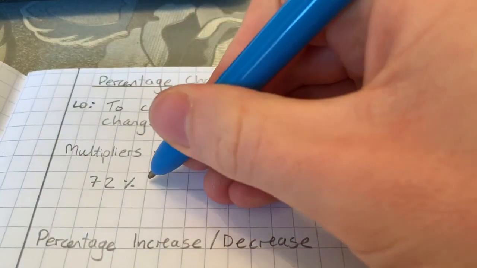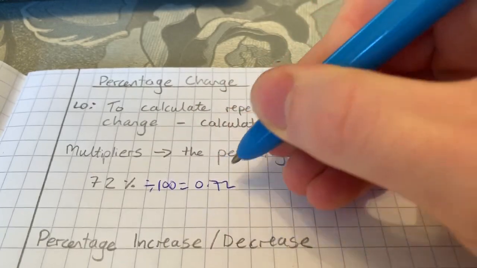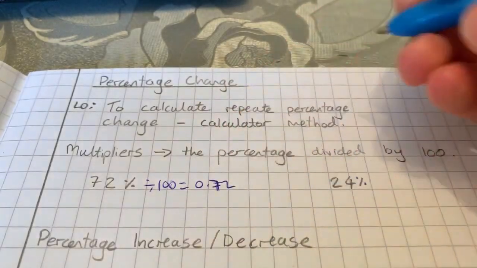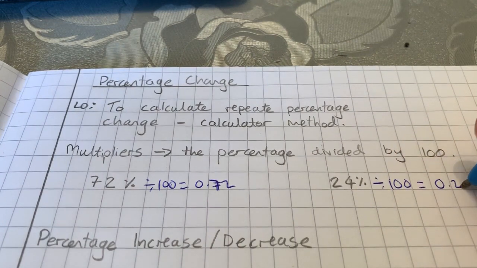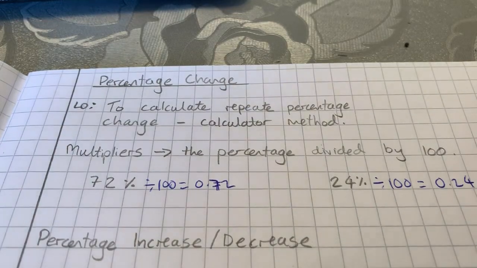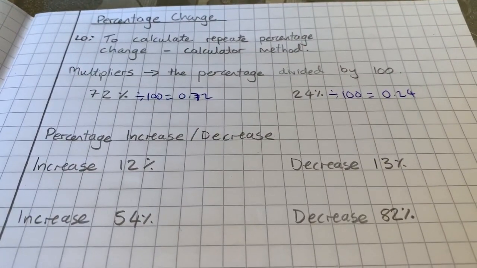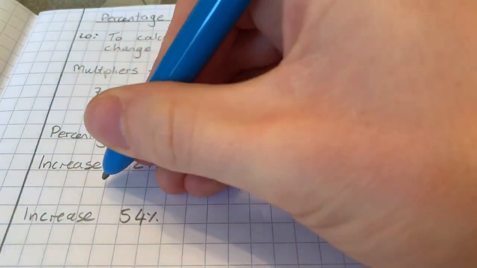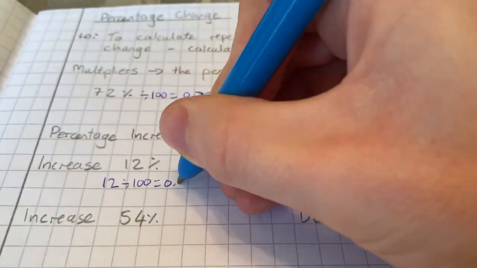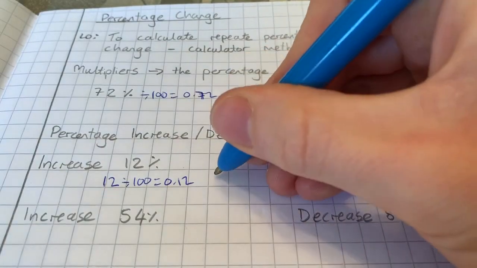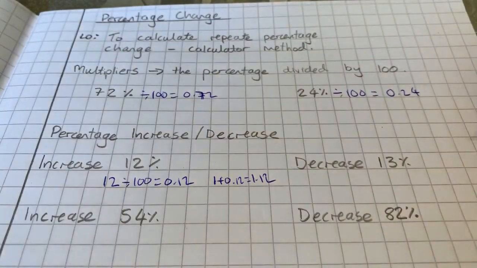So for example, 72 divided by 100 gives you 0.72, so that will be the multiplier. It's just the percentage turned to a decimal. Same here, 24 divided by 100 is 0.24. It's also remembering and understanding these multipliers with percentage increase and decrease. So if it's an increase, you're finding that multiplier, so 12 divided by 100 is 0.12. And then if it's an increase, it's 1 plus 0.12, which is 1.12.